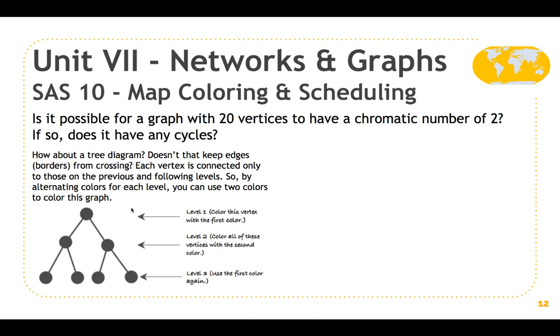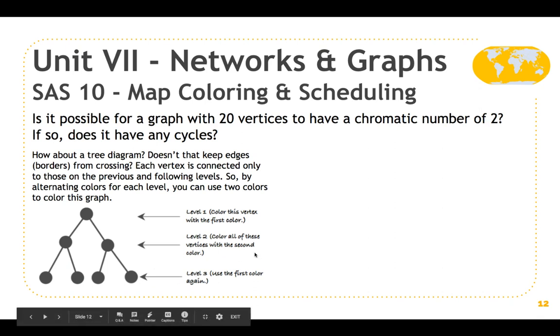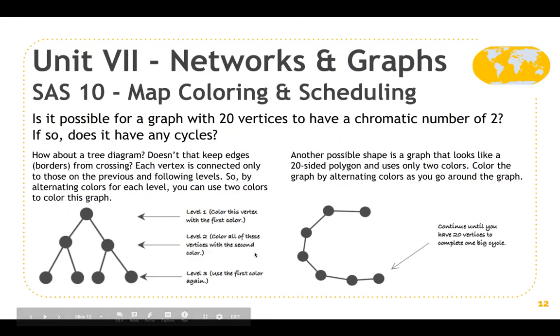So you see this, level 1, color the vertex with the first color. Level 2, color all these vertices with the second color. Level 3, use the first color again. Here's another example. A possible shape is a graph that looks like a 20-sided polygon and uses only 2 colors. And notice that the graph alternates colors as you go around the graph until you get to 20 vertices.